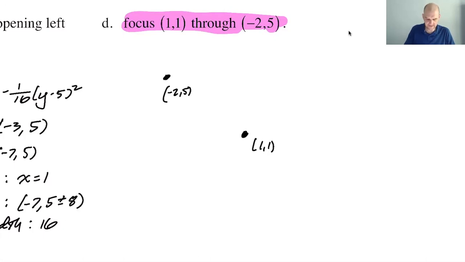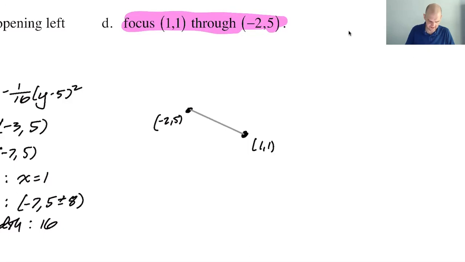So the first thing I need to know is the definition of a parabola. It's the set of all points in the plane that are equidistant from a point, which is the focus, and a line, which is the directrix. So the distance from the point to the focus, this distance right here. I'm never going to fit it, so let me move this to like here, and maybe move this a little bit.